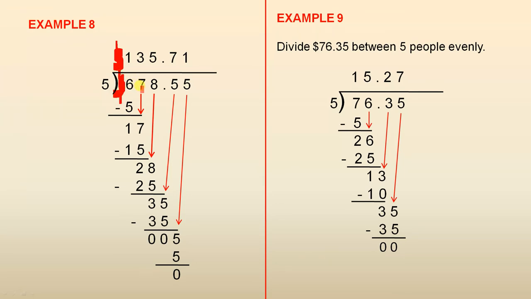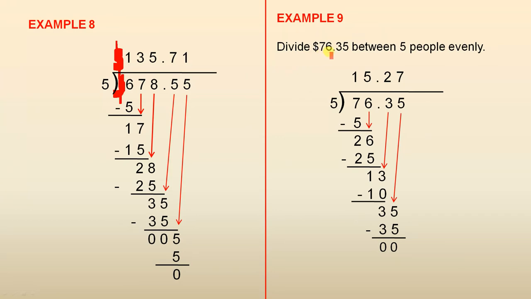So we've got $678.55 divided by 5, and we have the answer of $135.71. And we do our basic division all the way through. We bring the numbers down as we have to in turn. And when there's no remainder, that's our final answer.